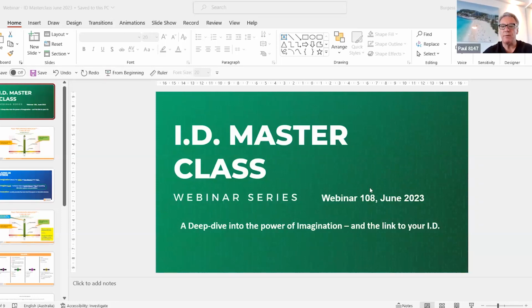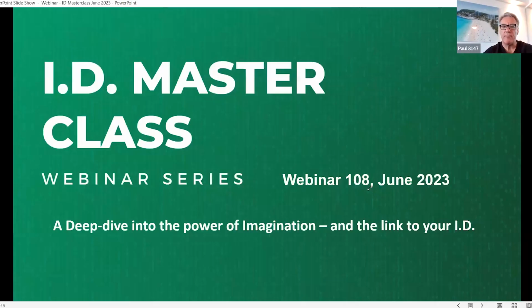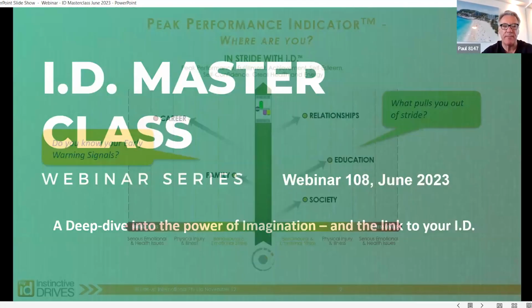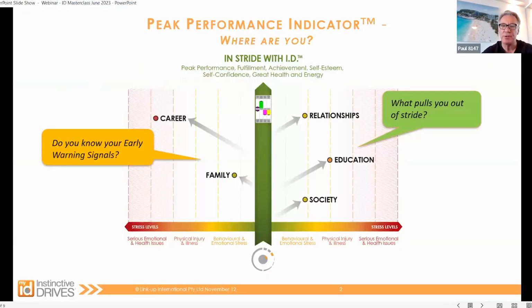So the first thing we talked about with ID, and I think this is just an important sort of 101 to always think about with ID, is if we're going to tackle any topic, the first question that should come up is, are we in stride, first of all? No matter the nuances of our different IDs, we're always going to do it best if we come from a place of being in stride.